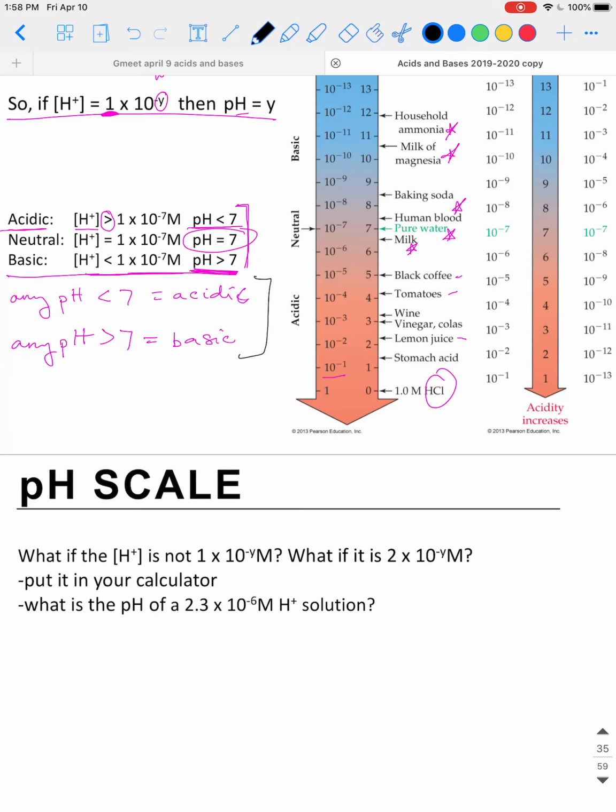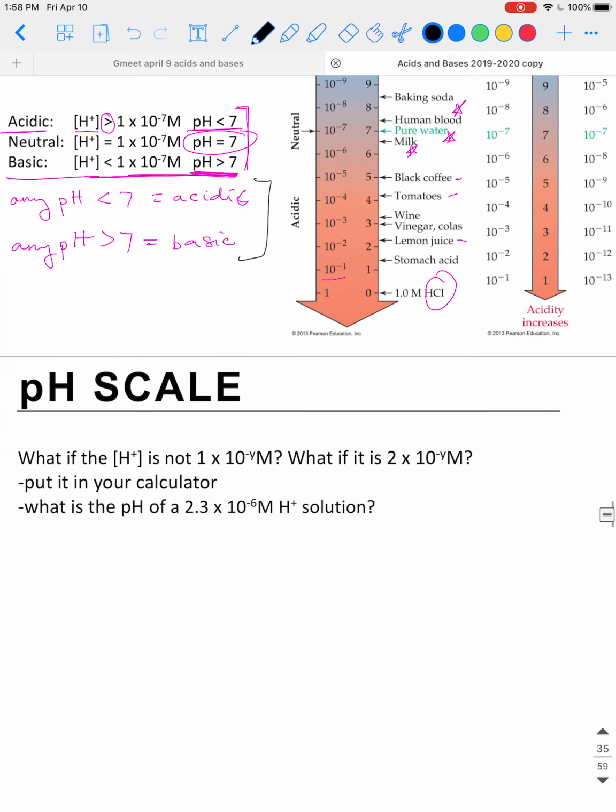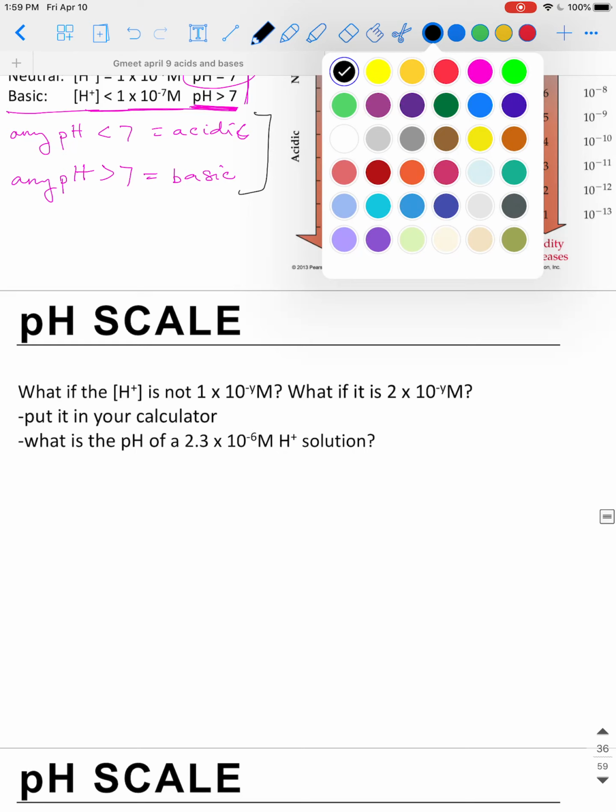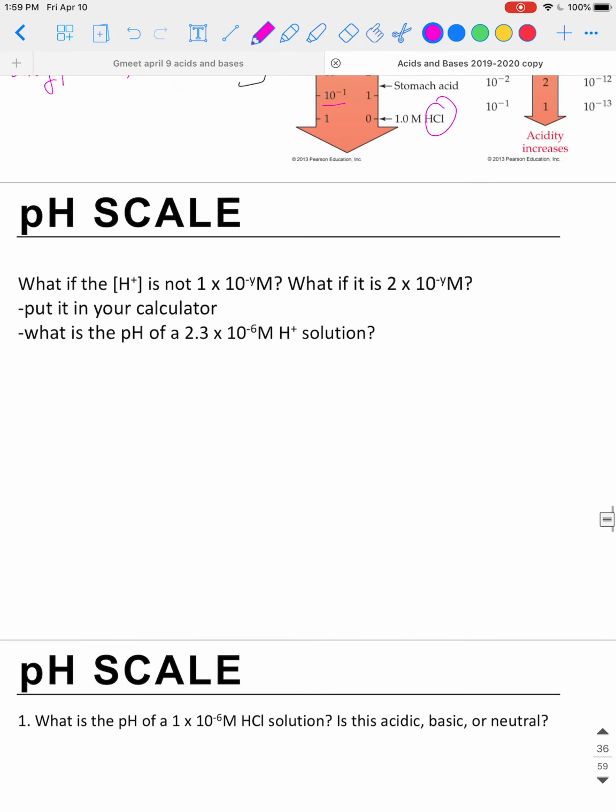That pH is less than 7 is acidic, and pH above 7 is basic. All right, let's do some more problem solving.